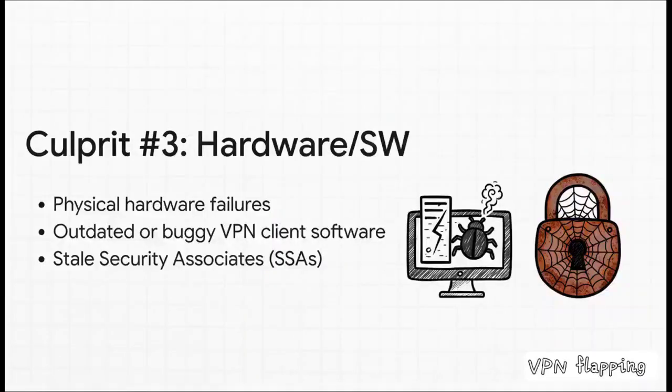And finally, the issue might be right there on your own machine. It could be a piece of hardware that's starting to fail, a bug in an old, outdated VPN program, or something technical called stale security associations. Basically, think of those as old, leftover security keys from a previous connection that are getting stuck in the system and causing a whole lot of confusion.